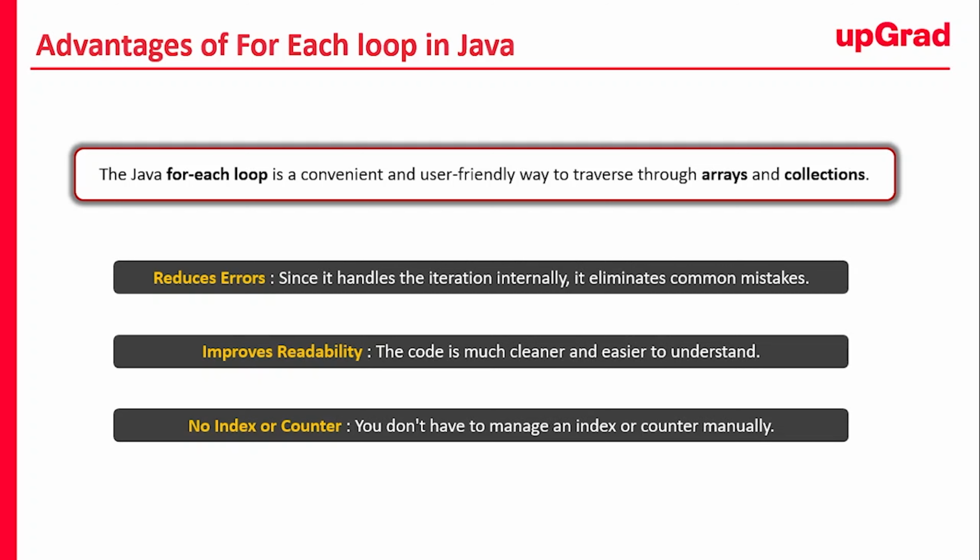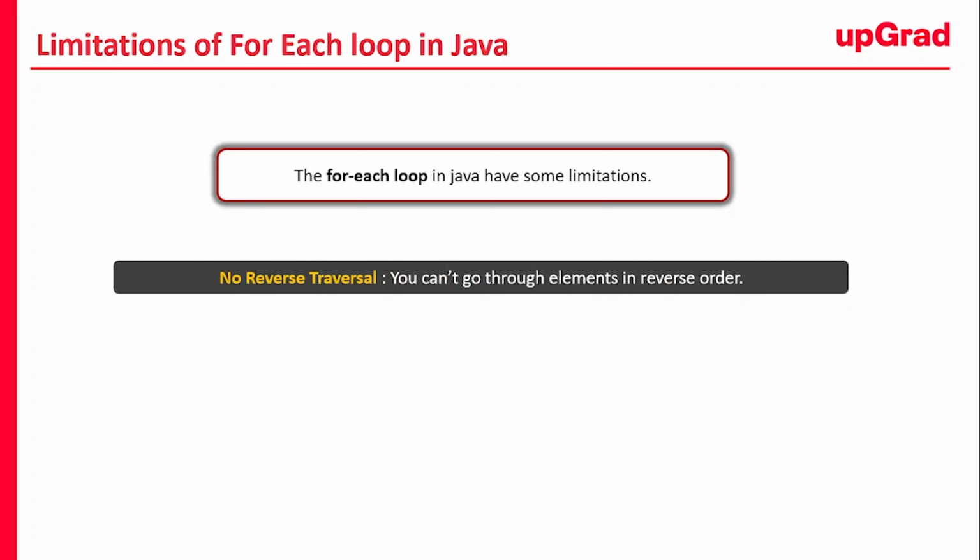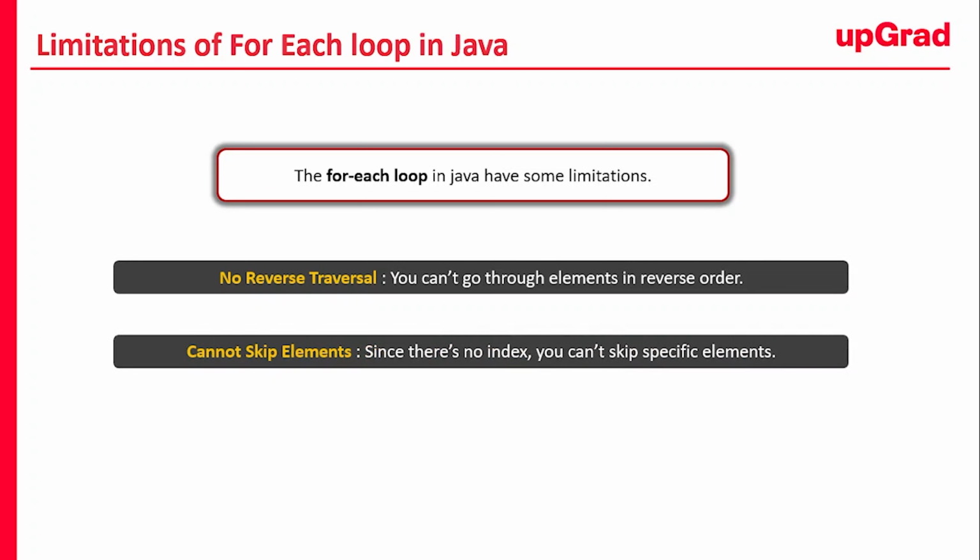Having looked at the advantages, now let's explore the limitations of the for each loop. So the limitations of for each loop in Java. First one is no reverse traversal. You can't go through elements in reverse order because it doesn't offer control over the iteration direction. Second one is cannot skip elements. Since there is no index, you cannot skip specific elements, meaning you have to process each one in order.